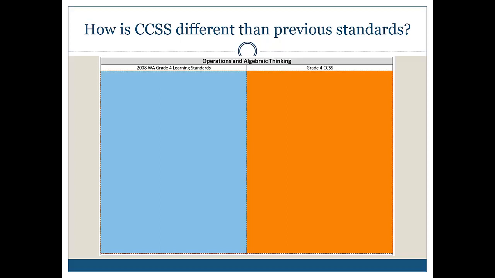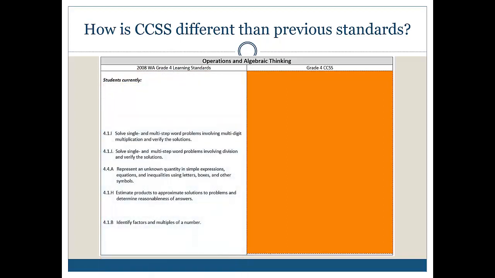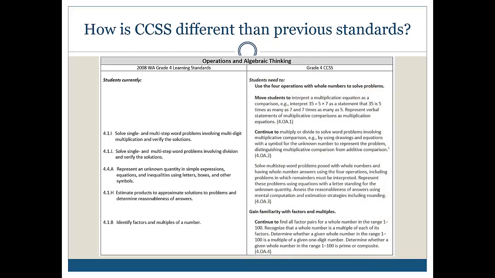Comparing mathematics state standards with Common Core also shows similarities and differences. For example, Washington standards and Common Core require use of multiplication for solving word problems. However, Washington standards are shown as discrete items in a list with related standards near one another, whereas Common Core shows brief paragraphs with examples and some emphasis on progressions with phrases such as move students to and continue to.